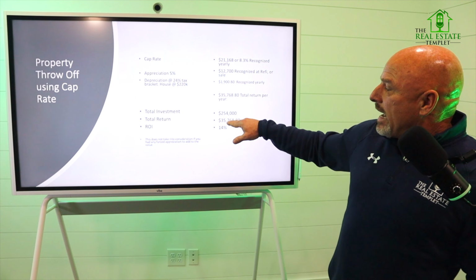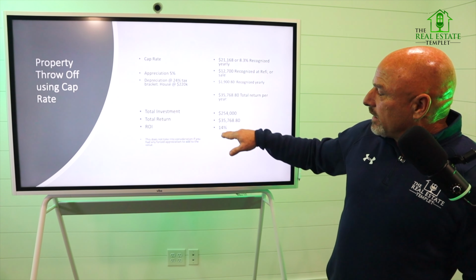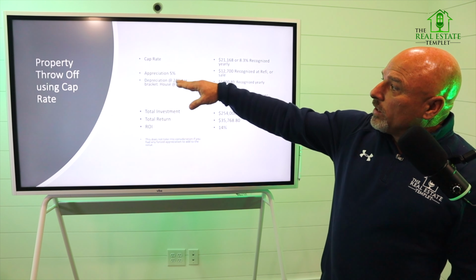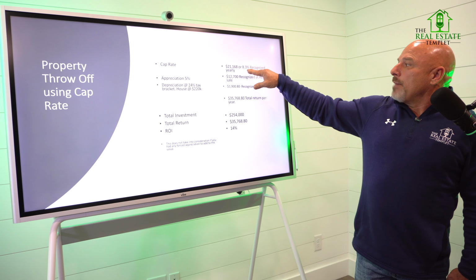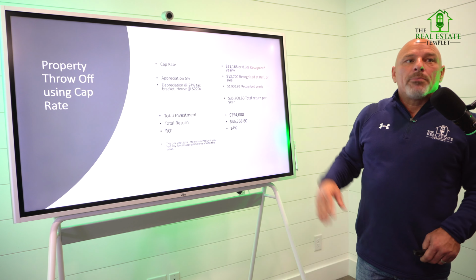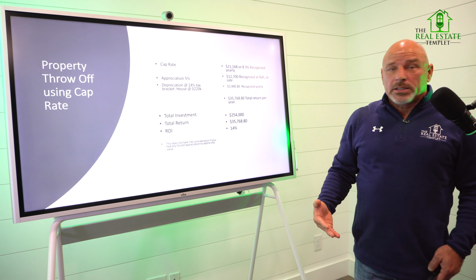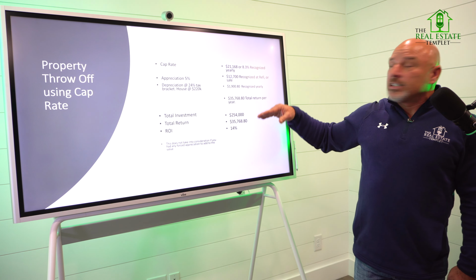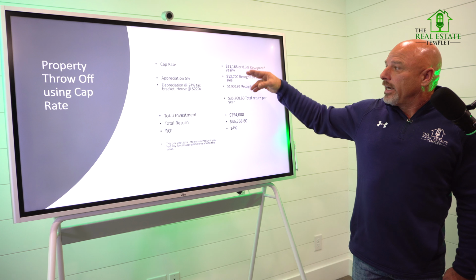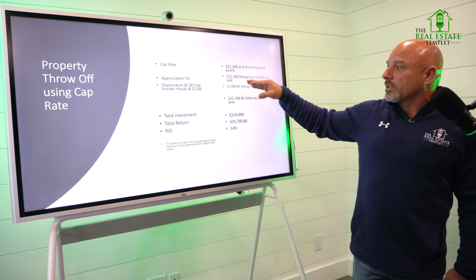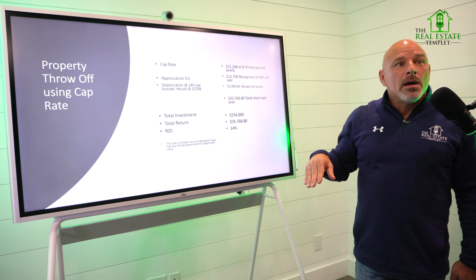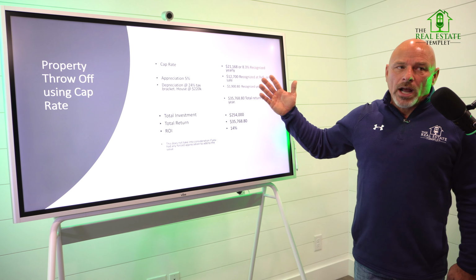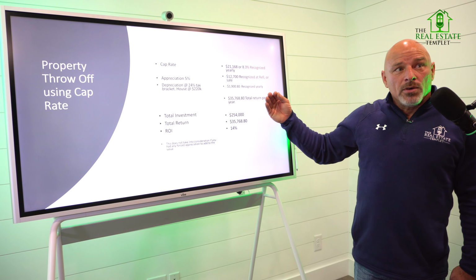So if we take the $35,768 and divide that by $254,000, that's going to give us a 14% return on investment. So if we do the property throw-off, we got 8.3% cap rate. But what that property actually throws off for us over the whole course of the year is going to be 14%. And then the next year, your rents are going to go up, so that's going to change. Your appreciation is going to go up. Your depreciation will stay the same. But the numbers are moving all the time, and they are most of the time moving in your favor.